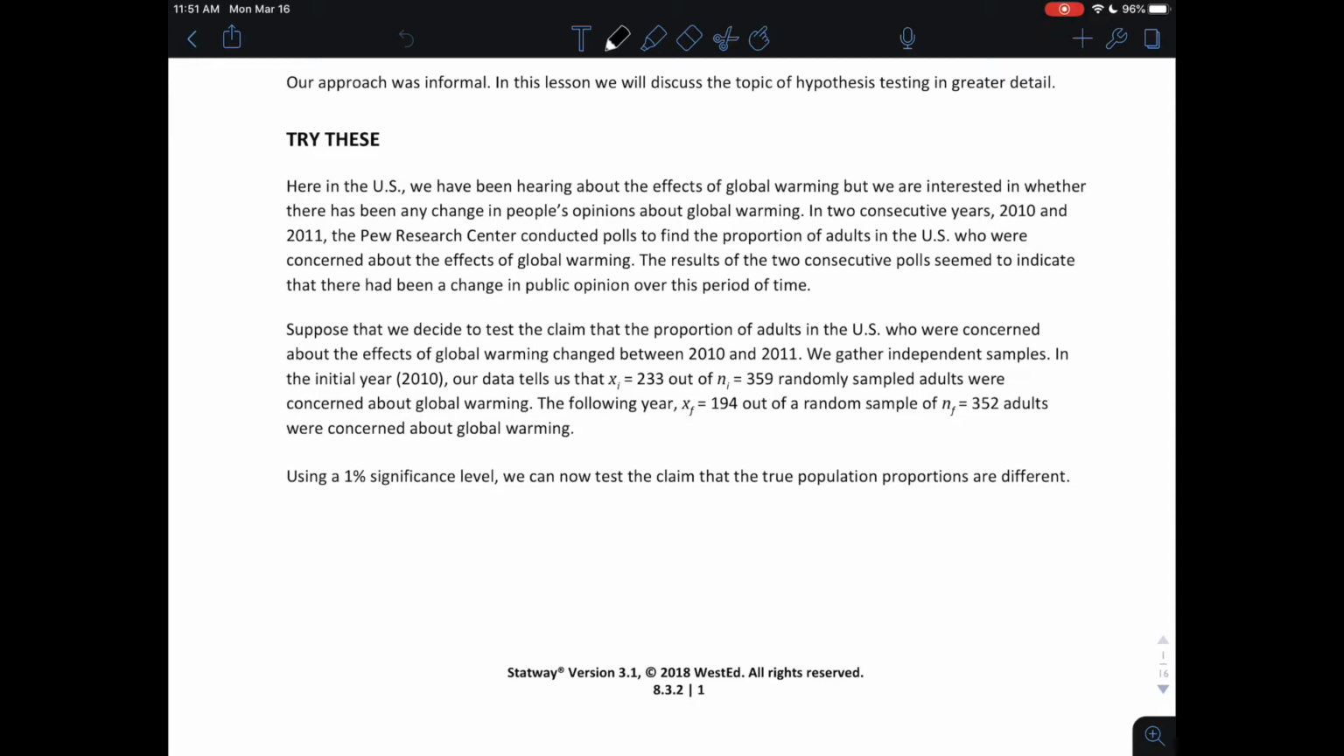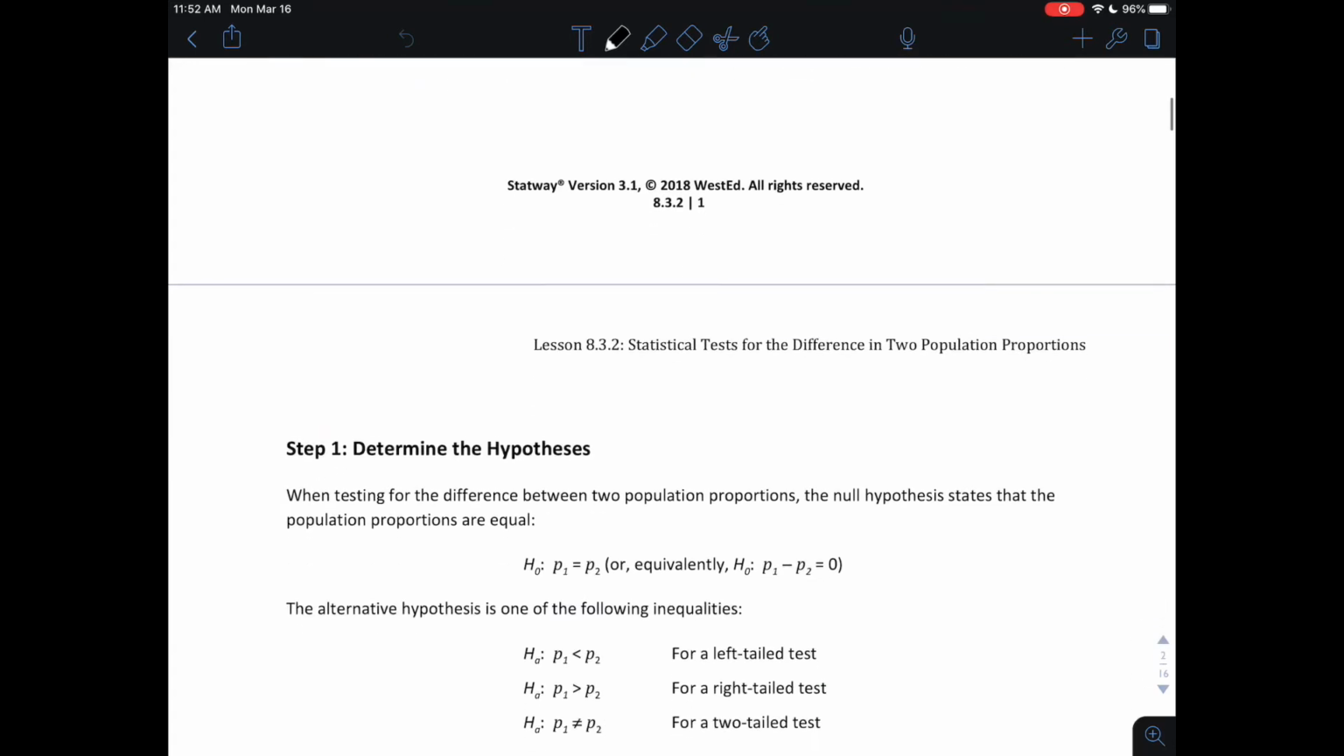We gather independent samples. In the year 2010, that's the initial year, our data tells us that X sub i equals 233 out of n sub i equal to 359 randomly sampled adults were concerned about global warming. The following year, x sub f equal to 194 out of a random sample of n sub f equal to 352 adults were concerned about global warming. Using a 1% significance level, we can now test the claim that the true population proportions are different.